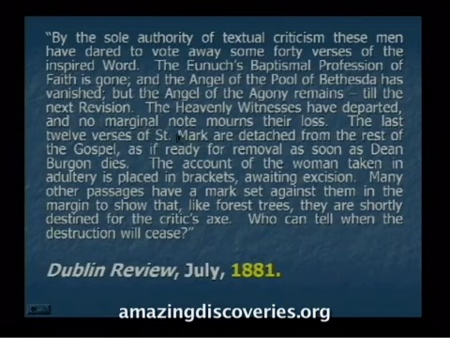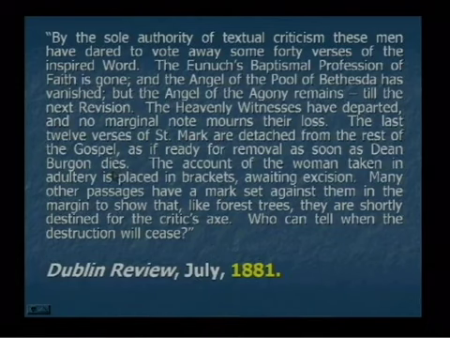The last 12 verses of St. Mark are detached from the rest of the gospel as if ready for removal as soon as Dean Burgon dies. Remember I quoted a lot from Dean Burgon yesterday? When he goes, they said, well, they're going to change a lot more.